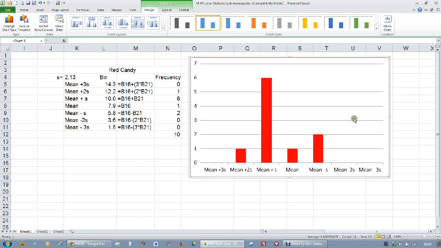Delete that, spread that out some more. Perfect. And you can put a title in there if you want.